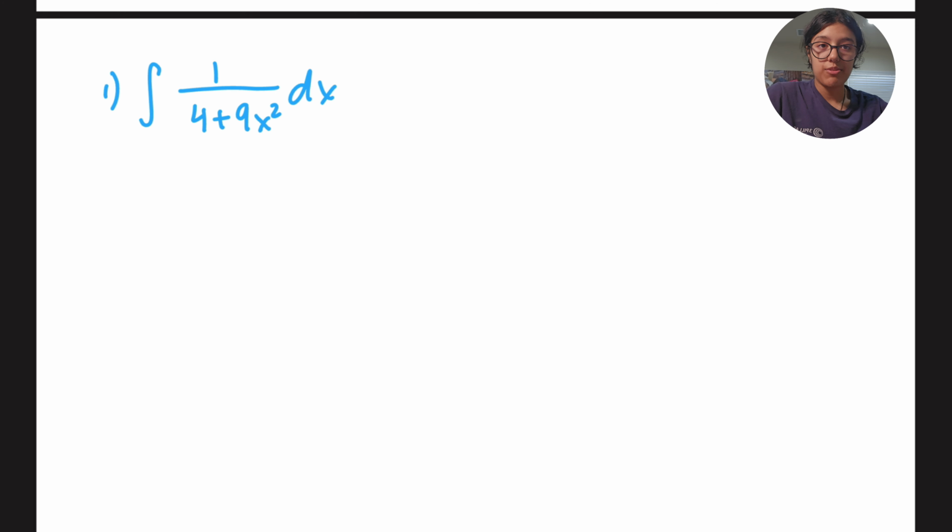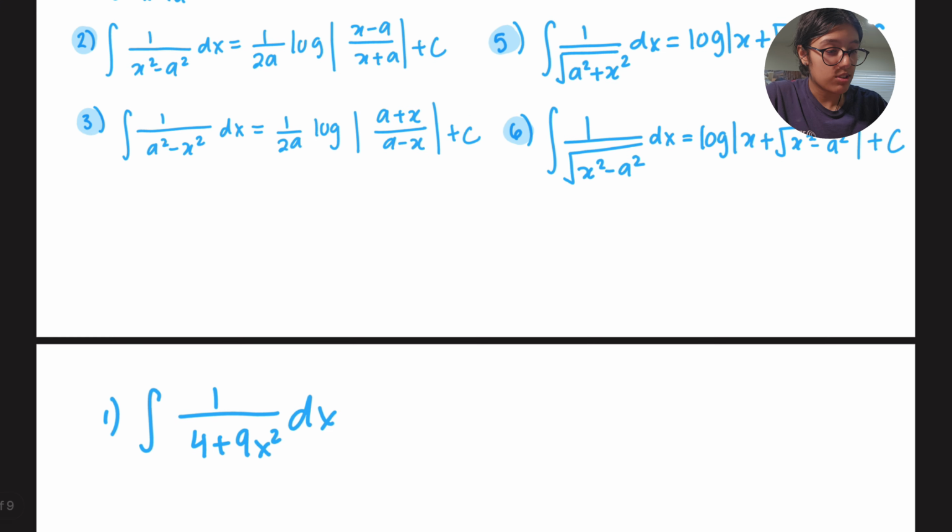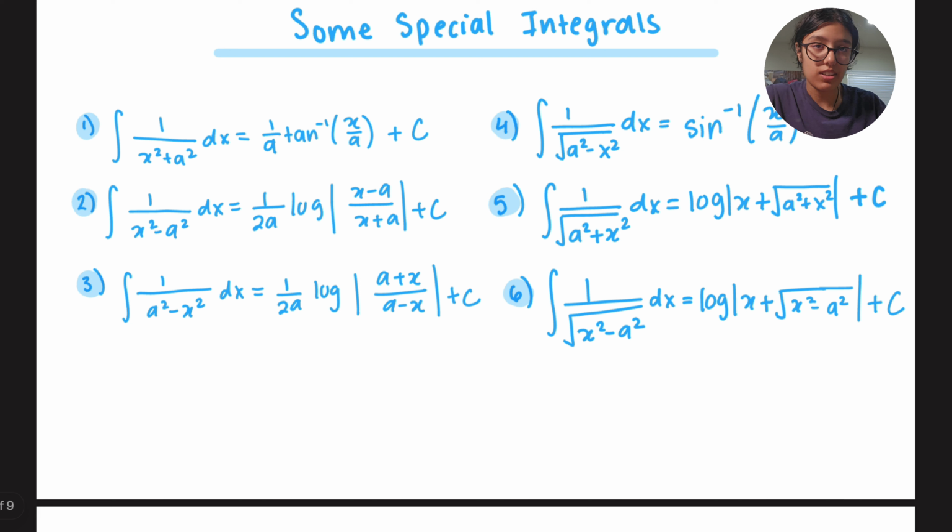Alright, so on to our first problem. We have the integral of 1 over 4 plus 9x squared dx. I'm going to go over the solution right now, so feel free to pause this video and give this problem a go. But for right now, I see that there is one main difference between this integral and the formulas we had before. I'm just going to scroll up for 1 second to point out that difference.